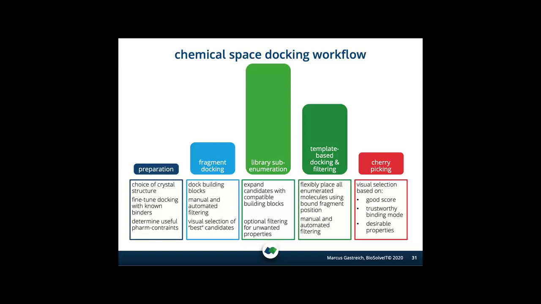Perhaps determine useful pharmacophore constraints, then dock your first order fragments. So all the fragments of the chemical space will be docked, and use again filtering as you can, visual selection of the best candidates. And then comes the expensive part, the library sub-enumeration. You see how the data goes up here. So the higher these bars, the more data we have in the process. We need to expand this and then do the template-based docking and filtering, which shrinks the data set again, and then do cherry picking with visual inspection. This is how this in principle would work. And we are working on a shortcut here because we don't like this. We don't like to be forced to do an enumeration that in principle wouldn't be necessary, but that's hard coding and will still need a little bit of time.